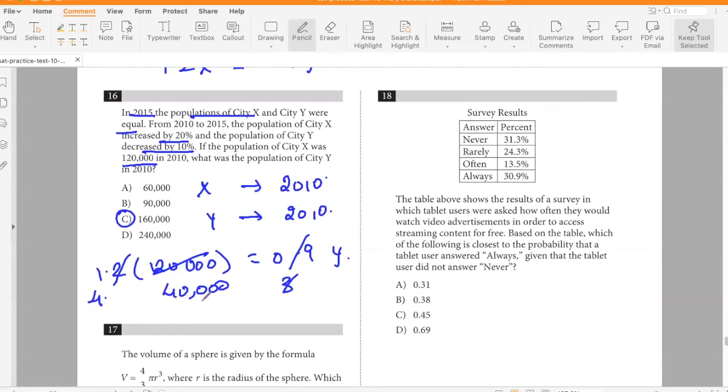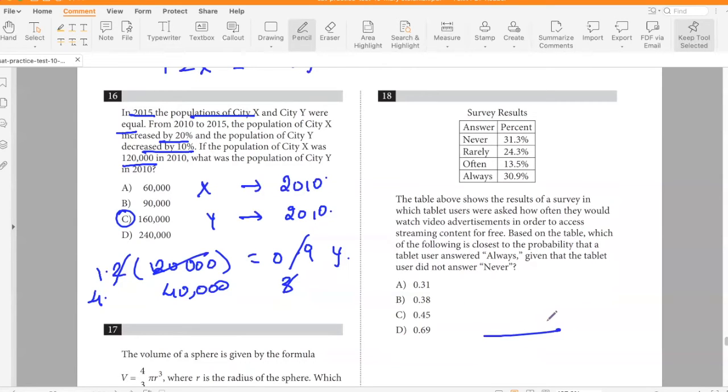The table above shows the results of a survey in which tablet users were asked how often they would watch video advertisements in order to access streaming content for free. Based on the table, which of the following is closest to the probability that a tablet user answered always, given that the tablet user did not answer never?